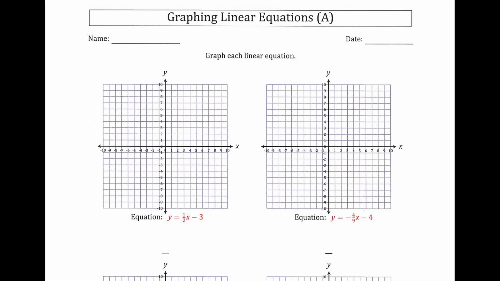Hey everyone, Mr. Voikin here, and moving along in Unit 5, we're on graphing linear equations, Sheet A, and in this case we are given the equation of the line in slope-intercept form, which is y equals mx plus b. So how do we graph that line and find points when we're given the equation?